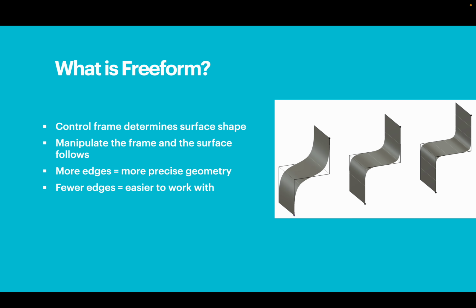But if you have fewer edges, it's easier to work with, because if you have a freeform model that consists of hundreds of elements, it's going to be really difficult to do modification and make that look good. It's going to take much more time. So I think the takeaway here is that you want to use as few elements as possible and then add stuff when you need more detail.